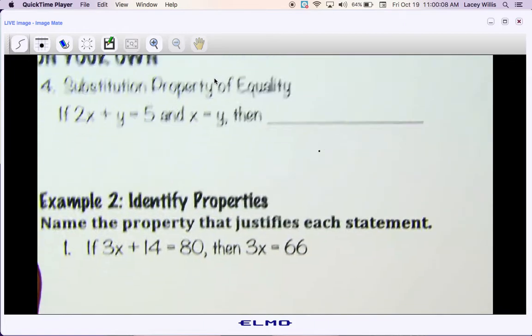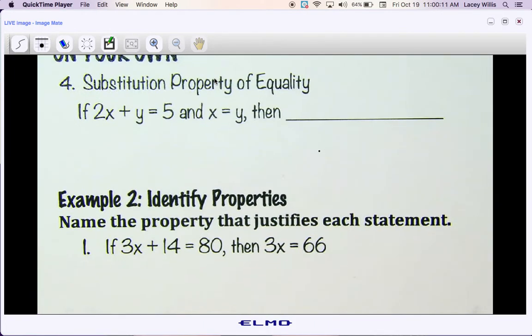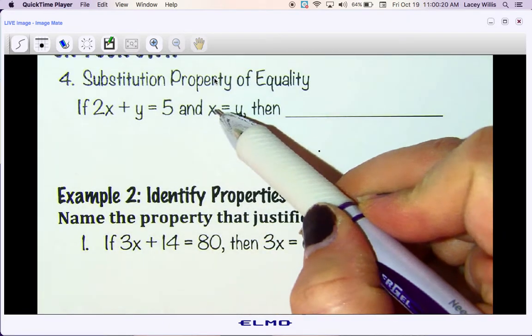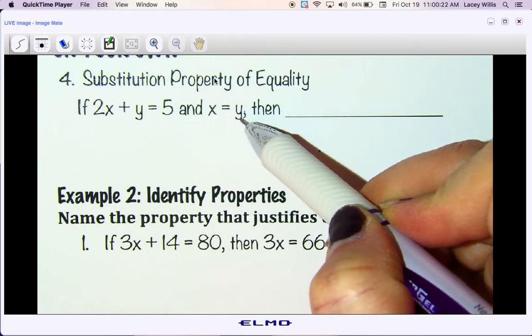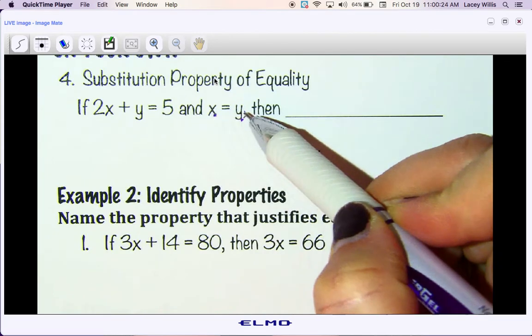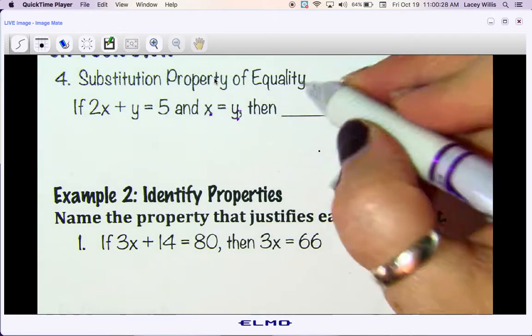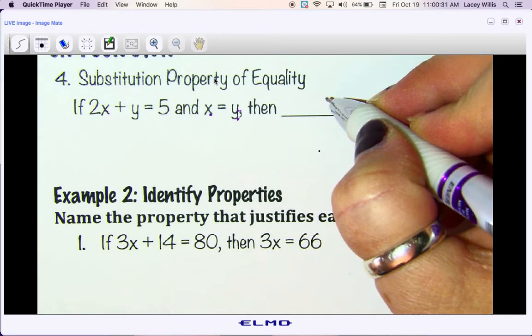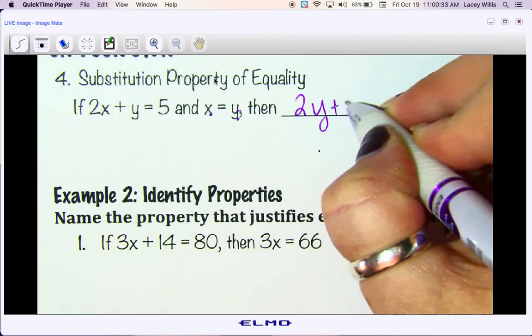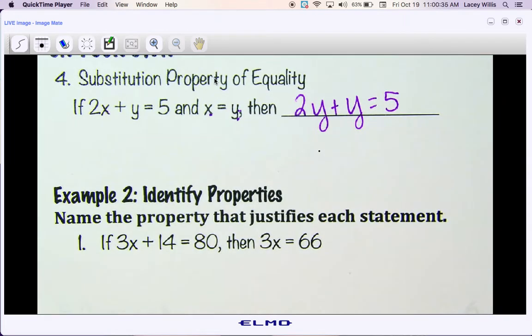Okay, number 4. This one's on your own, but I'm going to go ahead and do it with you. Substitution says that you can replace something in an equation as long as it's equal. So this tells me that if x equals y, that means I could take x out of any equation and put y in its place. So I could take this x out. What would it say? 3 times 5. 2y plus y equals 5. You don't have to solve it or anything. It's just telling you to use that one property.